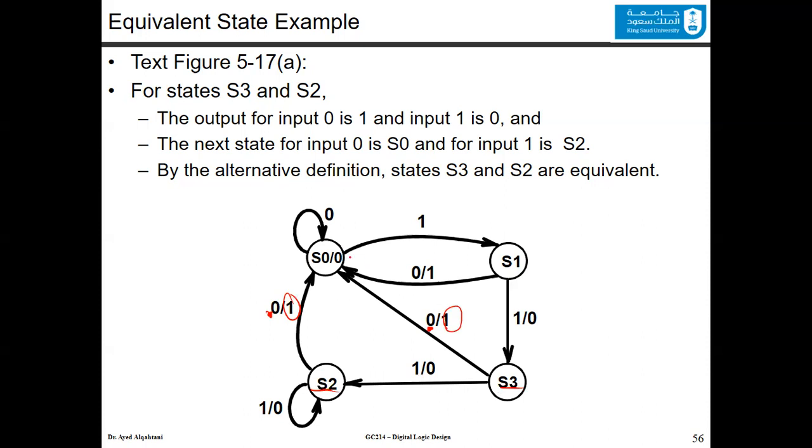Notice that if the state has the output inside it, you don't have to worry about it in equivalence, because all the arcs that go into this state will have similar outputs. From that discussion, we know that S2 and S3 are equivalent, because the output for input 0 is 1 and for input 1 is 0, and the next state for input 0 is S0 and for input 1 is S2. By the definitions that we described, S2 and S3 will be equivalent.